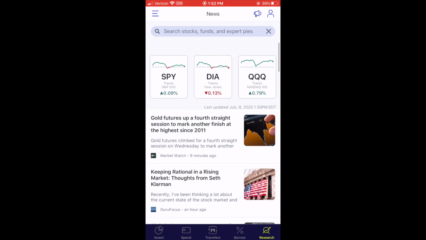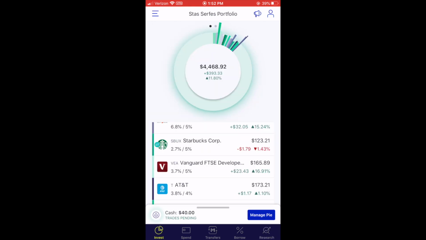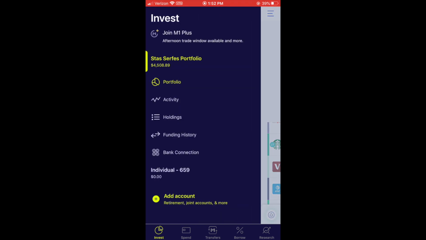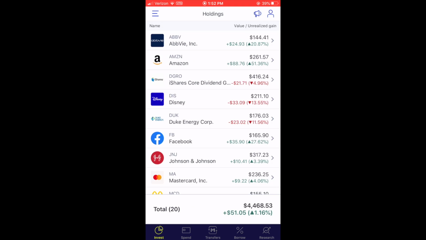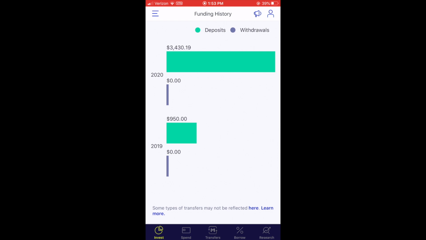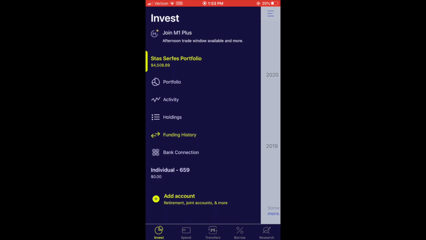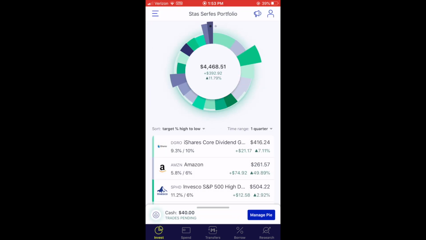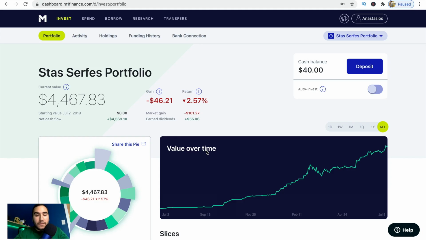And if we go back to invest and we go over here to the top left button, you can go to activity, which goes over to your dividends received, how much money you've put in. Under that, you can go and see your different holdings. And again, we have about 20 holdings, your funding history under that, and your bank connection under that, which I won't go to. But overall, that is what the mobile app is looking like here in the middle of 2020 on M1 Finance.